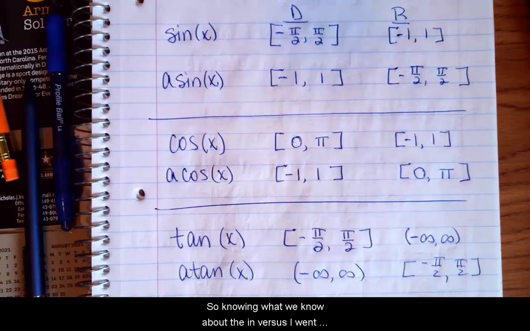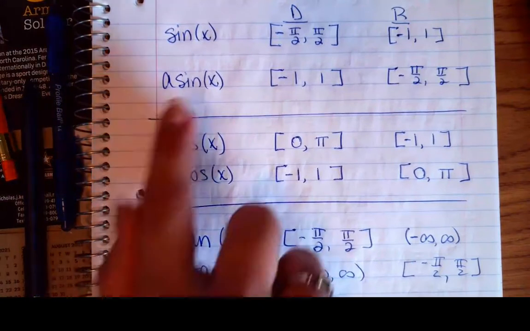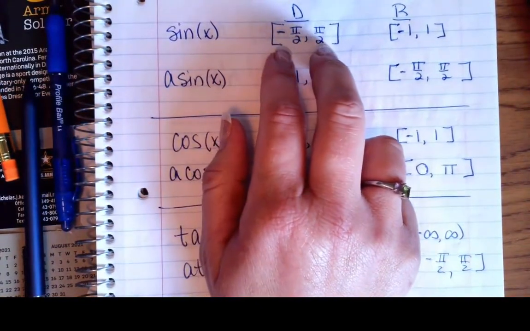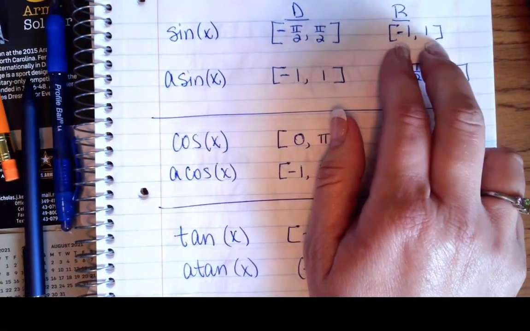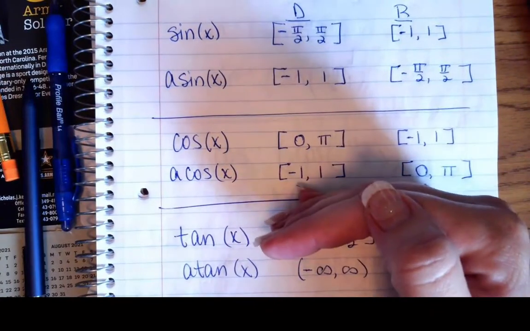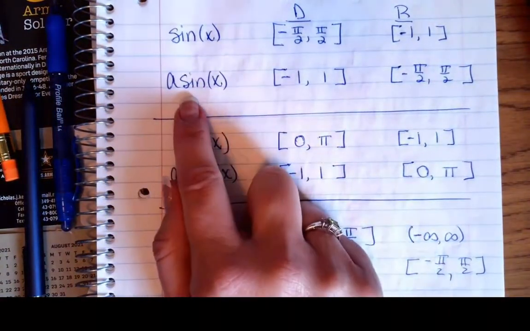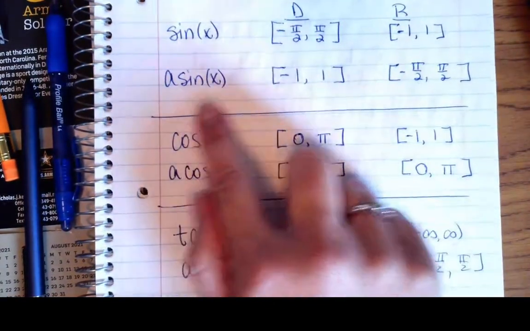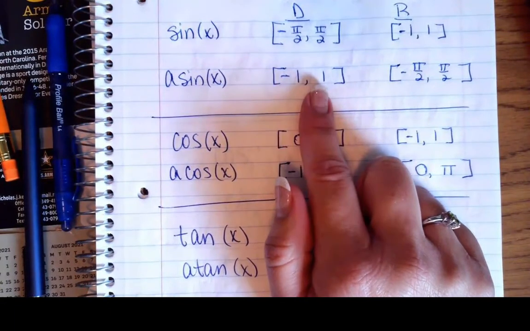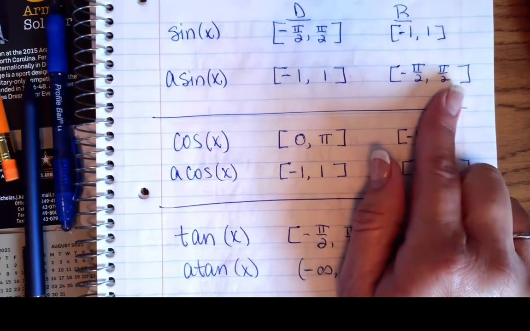So knowing what we know about the inverses, I went ahead and made you a little chart. If I have the sine and I've restricted the domain from negative pi over 2 to pi over 2, and my range is negative 1 to 1, because the smallest ratio is negative 1 and the biggest ratio is 1, then with arc sine, I just flip-flop these two things. So my arc sine will have a domain of negative 1 to 1. My range will go from negative pi over 2 to pi over 2.